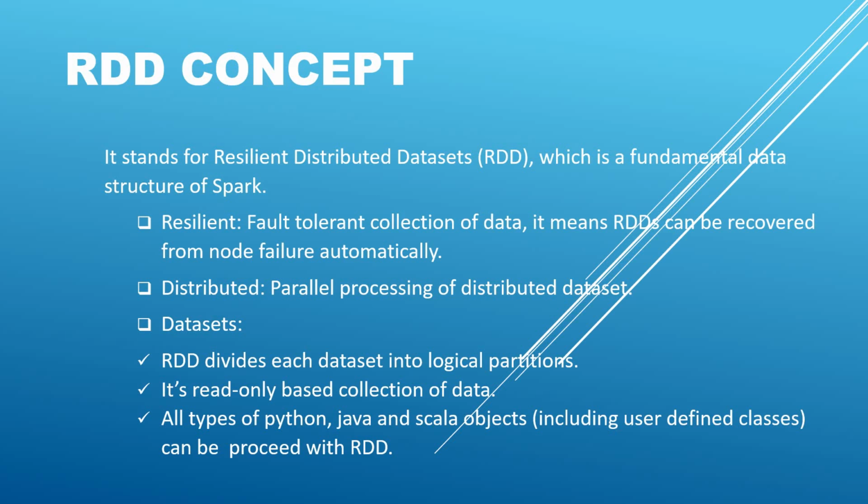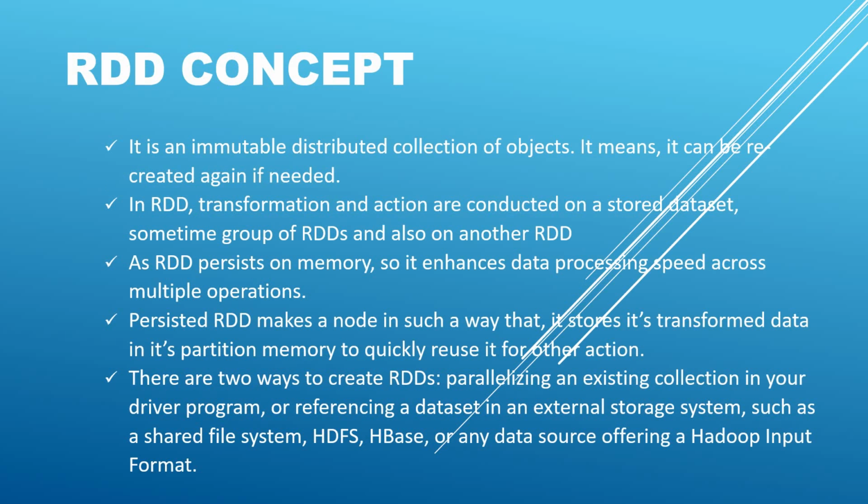Now dataset: RDD divides each dataset into logical partitions, and it is a read-only collection of data, and all types of Python, Java and Scala objects including user-defined classes can be processed with RDD. So these are the three definitions of RDD. RDD is an immutable distributed collection of objects. What exactly does it mean? It means it can be recreated again if needed.